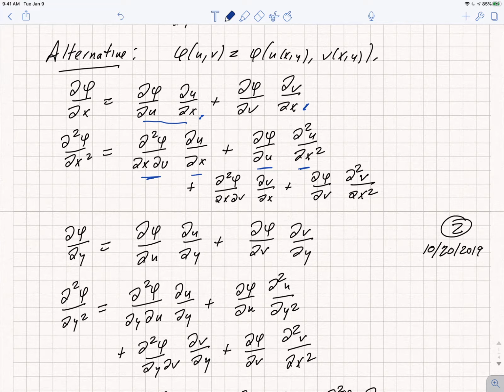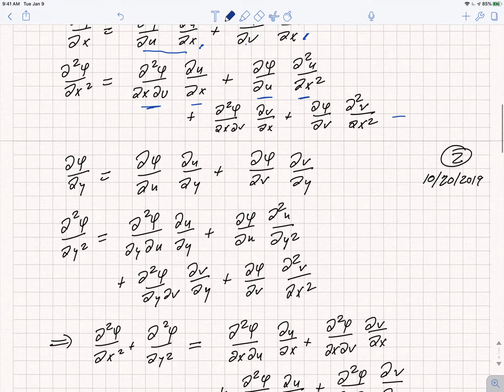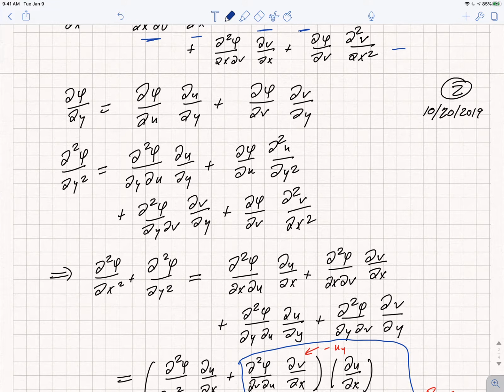And the same thing happens when I take the derivatives over here. First I get this mixed derivative on phi times dv dx, and then I get a term with d squared v by dx squared. I can do the same thing with d phi dy, and I'm not going to say all of it, but it's here on the page. You can see I get a similar looking expression.